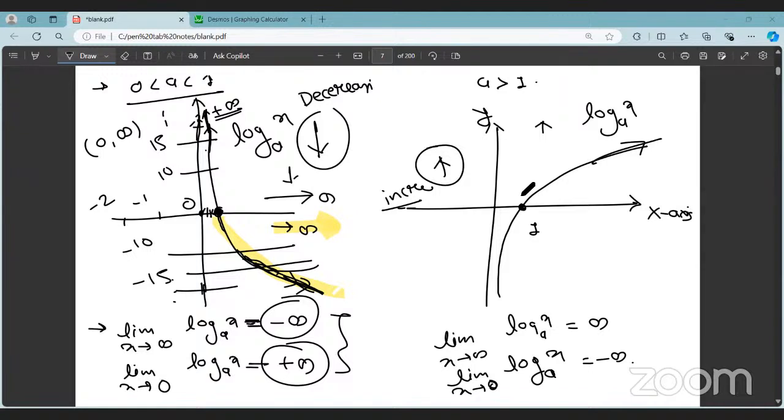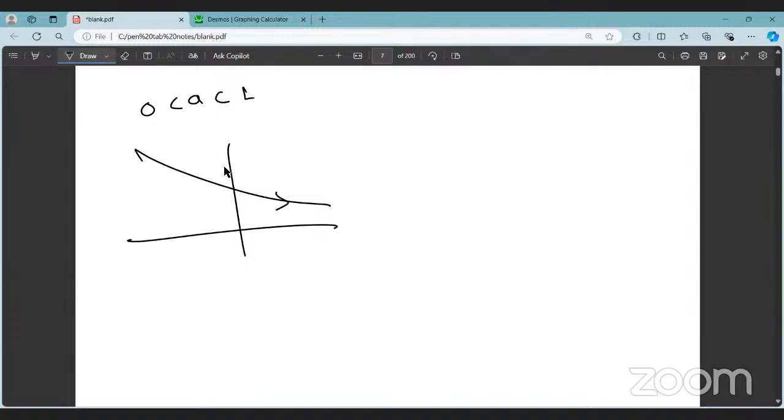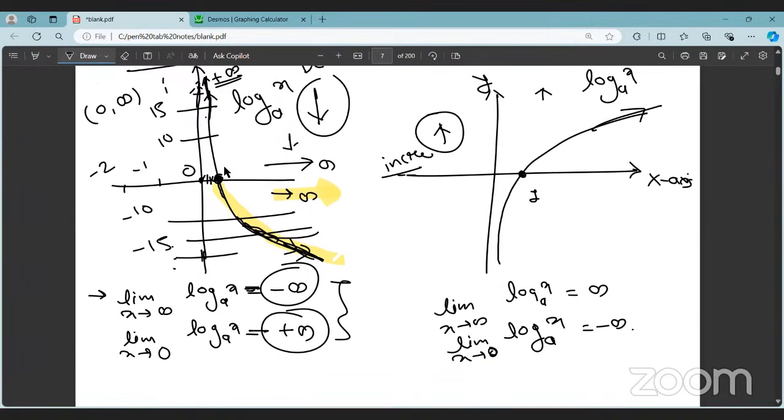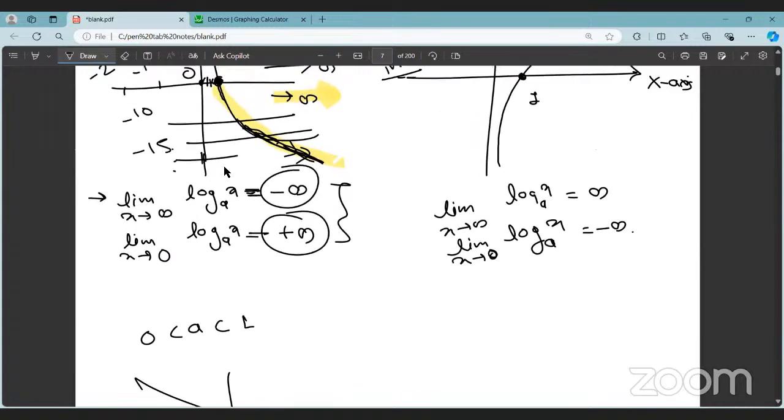Ma'am, I am asking, if the logarithmic function is a decreasing function, that means the exponential function will be increasing, right? No. When a is between 0 and 1, that is, 0 is less than a is less than 1, the exponential function is also decreasing. You can't say that if f is decreasing, then its inverse is increasing. That's actually not happening here.